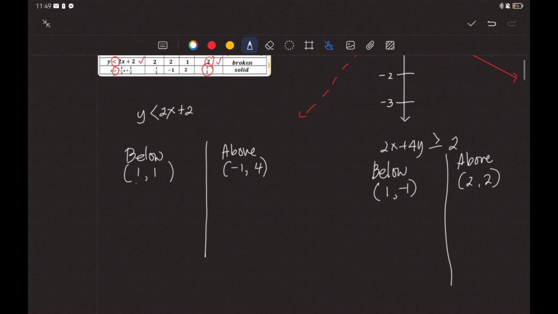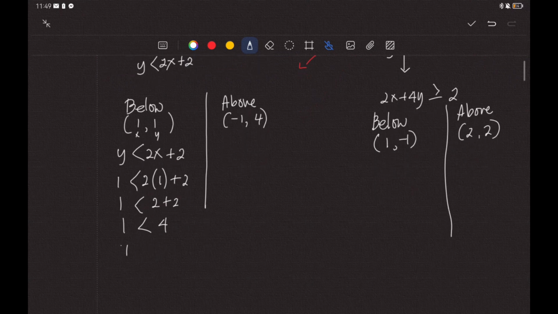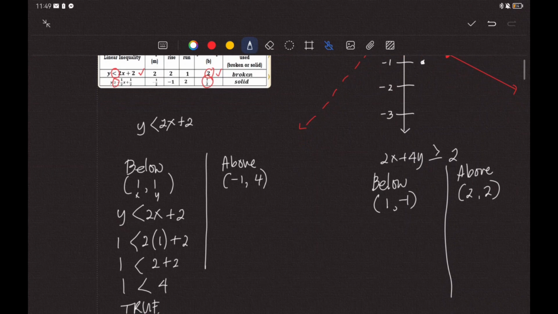Okay, substitute the values of x and y in your linear inequalities. So our y is 1, 2 times 1 plus 2, 1 is less than 2 plus 2, 1 is less than 4, and this is true. For the above, we have y and 2x plus 2, negative 1 is less than 2 times 4. No. This is incorrect.